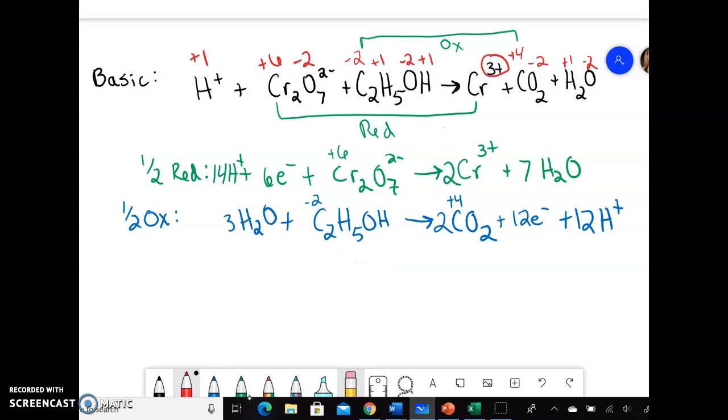All right, now we're ready to combine them, but we can't combine them until our electrons match. We have 12 in the blue reaction and 6 in the green, so the common number there is 12. We can multiply this one by 2. And again, I would go ahead and change all of your numbers so you don't forget. So this becomes 28, 12, 2 here, 4 here, and 14 here.